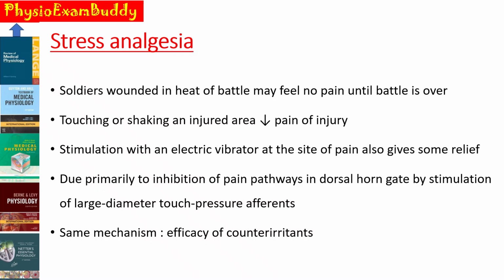Next one is stress analgesia. You might have heard that soldiers wounded in the heat of battle may not feel pain during the battle time, but after the battle they will feel the pain. Likewise, touching or shaking any injured area actually decreases the pain of the injury. Again, stimulation with an electric vibrator at the site of the pain also gives some relief. All these are primarily due to inhibition of the pathways in the dorsal horn gate by the stimulation of large diameter touch pressure afferents, which is basically the gate control theory of pain. The same mechanism operates in the efficacy of counter irritants also.